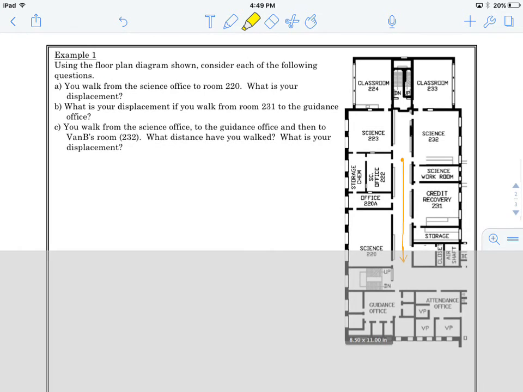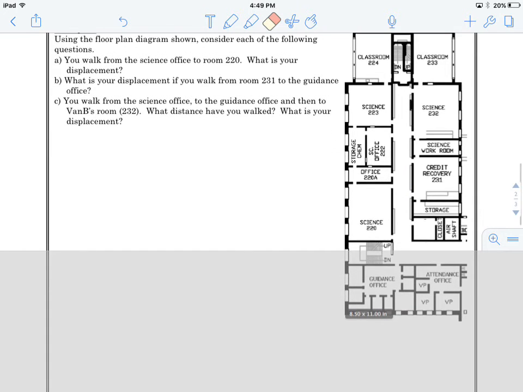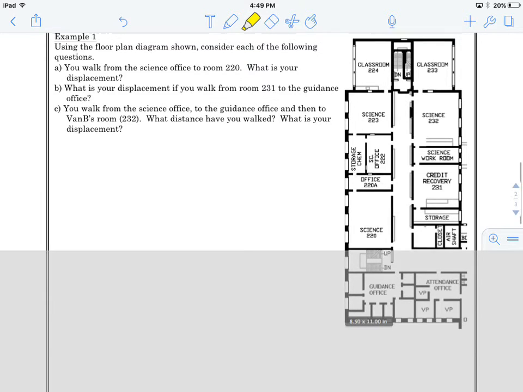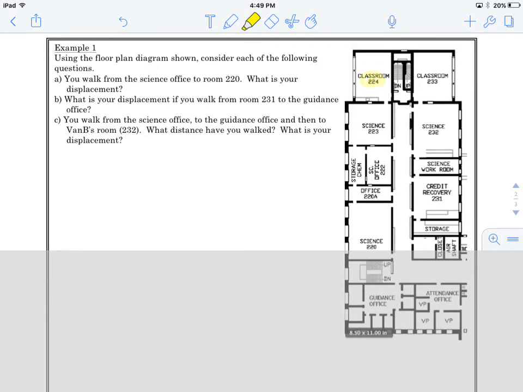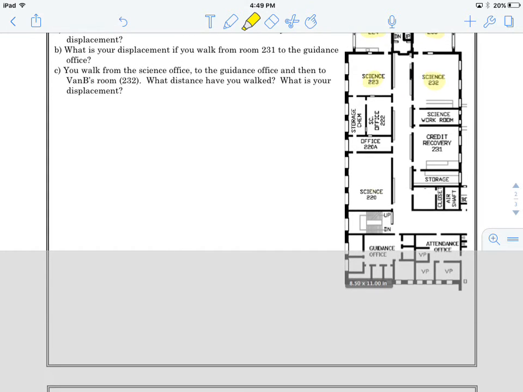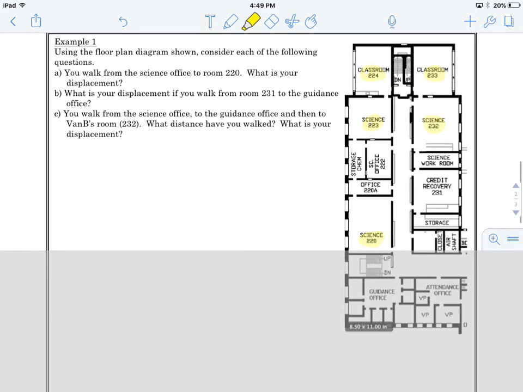Okay, so here it is. So this is a floor plan diagram. This is actually the science hallway at KCI. Okay, and you can see that everything's kind of mapped out on here. Here, this is, of course, Ms. Getz's class. Here's Mr. Van Brunschot's class. Here's a chemistry lab. Here's our room, room 220. This is our physics room. And so what we're going to do is we're going to kind of navigate through A, B, and C.